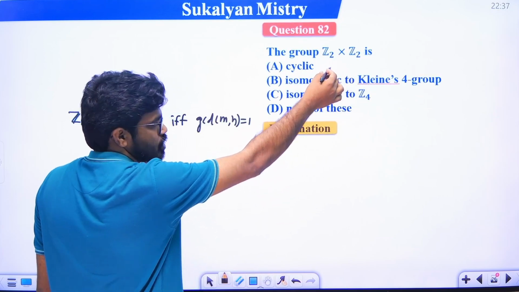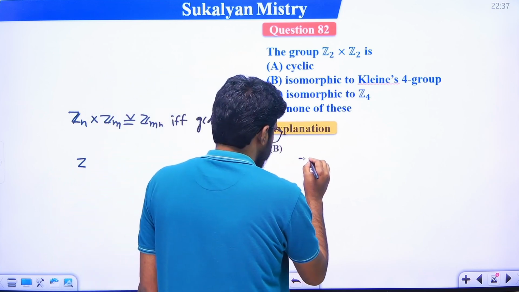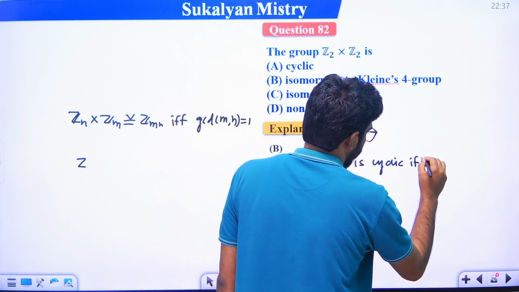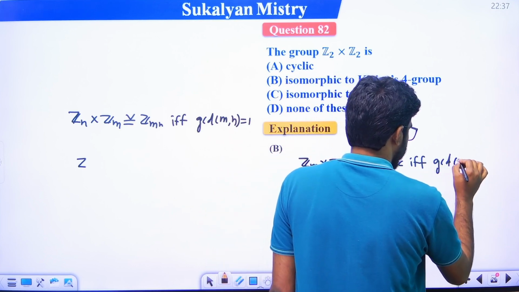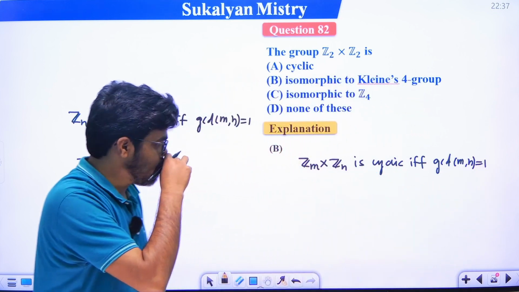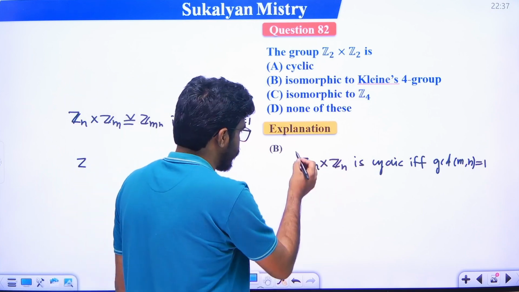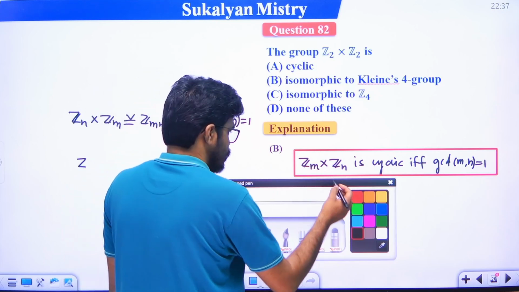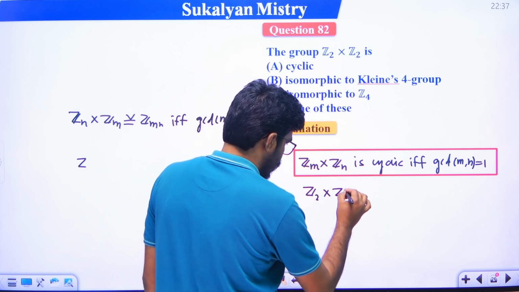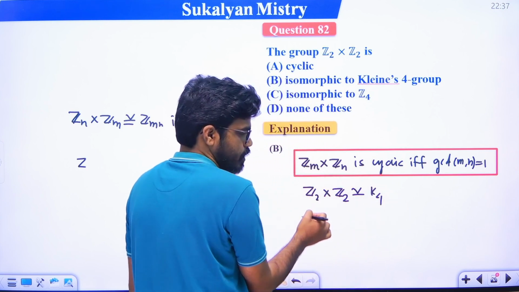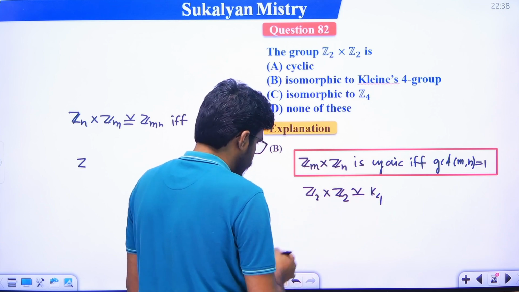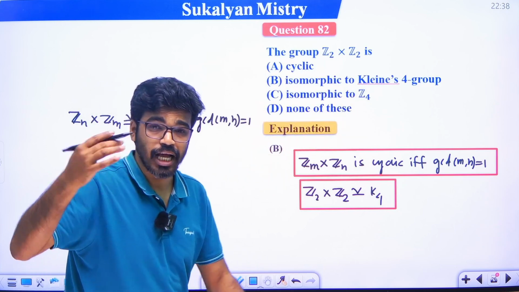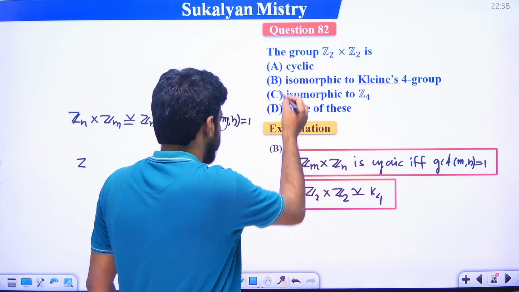Z2 cross Z2, can you say this is cyclic? No, because Zm cross Zn is cyclic if and only if GCD of M and N is 1. So Z2 cross Z2 is not cyclic. Basically Z2 cross Z2 is isomorphic to Klein's 4 group, which is also not cyclic. It is not isomorphic to Z4, because Zm cross Zn is isomorphic to Zmn if M and N are relatively prime. So option B is the correct answer.